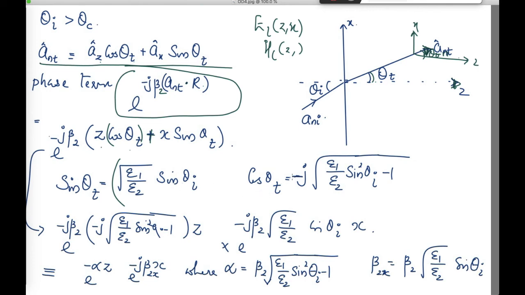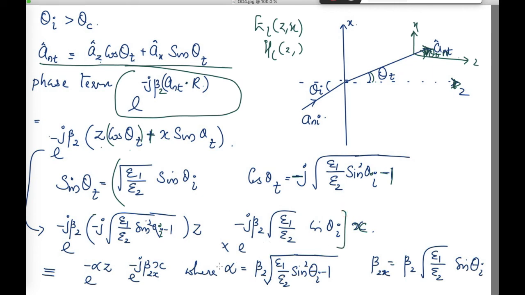But cos theta t is plus or minus j root of epsilon 1 by epsilon 2 into sin square theta i minus 1. But what we do is we take only the minus j value; if you take the plus j value, you will see what happens. So substitute this cos theta t and sin theta t in the phase term, you get e raised to minus j beta 2 into minus j root of epsilon 1 by epsilon 2 sin square theta i minus 1 into z, and the x term e raised to minus j beta 2 into sin theta t, which is root of epsilon 1 by epsilon 2 into sin theta i, into x.